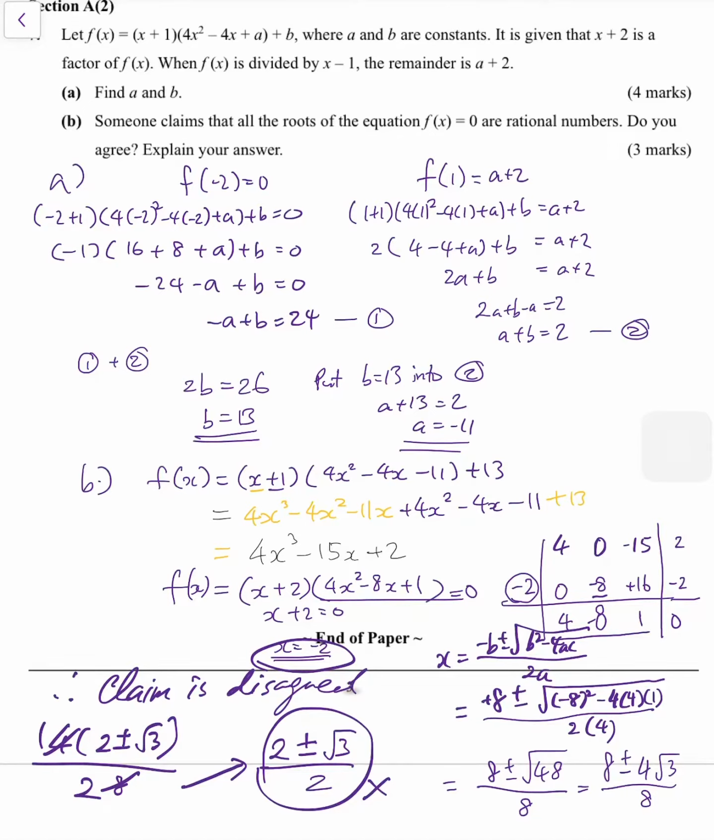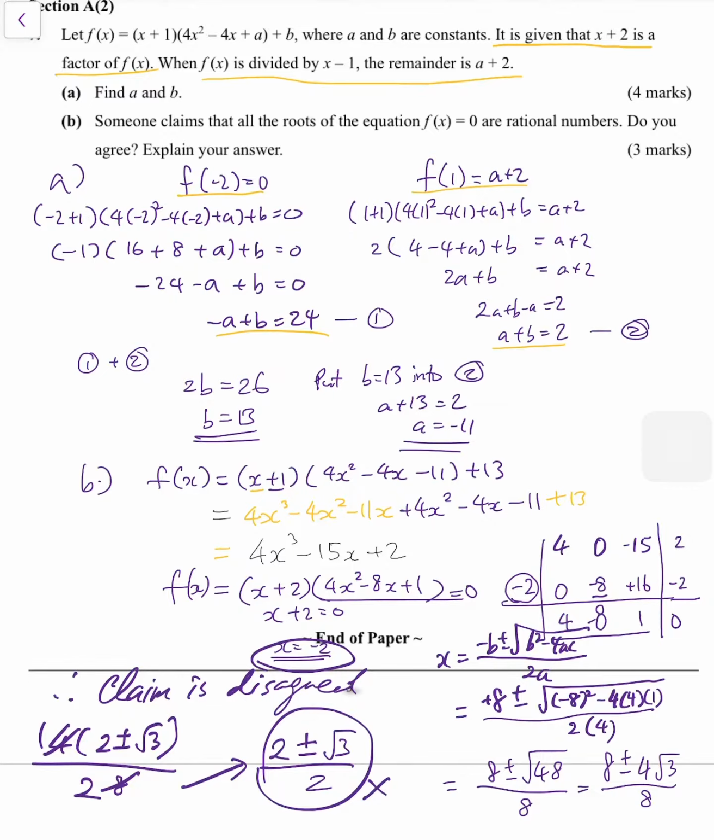So I'll do the summarized version for question 7. First of all, we saw that the question tells us x plus 2 is a factor. So we wrote that and then we solved the equation, so we got something like that. And then we were given that it's going to be divided by x minus 1 and the remainder is a plus 2. So I got that to convert into that.